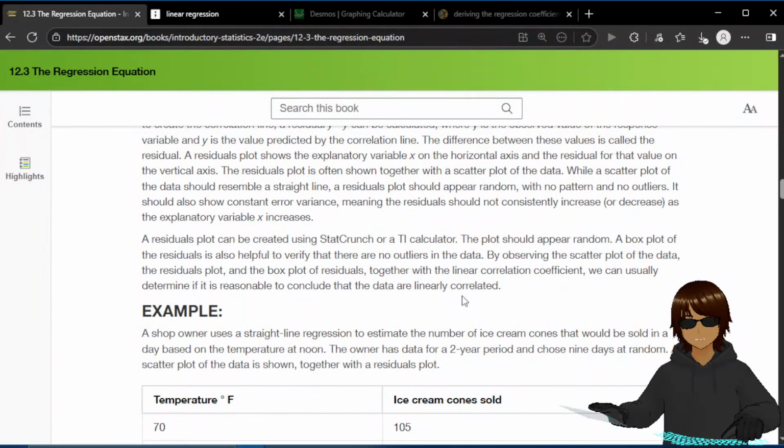While a scatter plot of the data should resemble a straight line, a residue plot should appear random, with no pattern or outlier. It should also show constant error variance, meaning the residues should not consistently increase as the explanatory variable x increases.